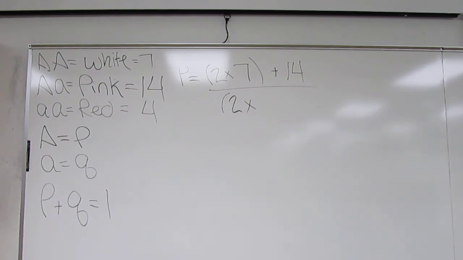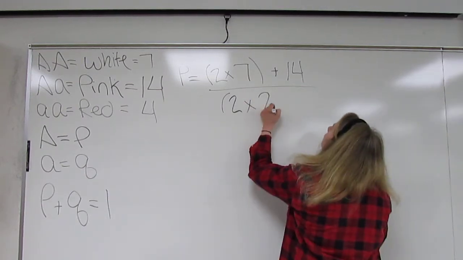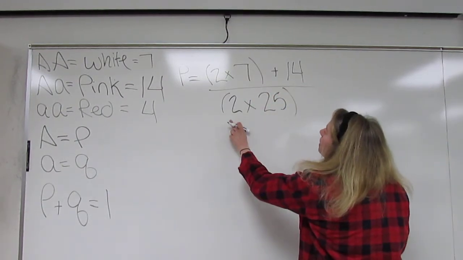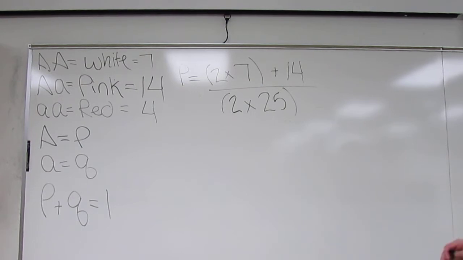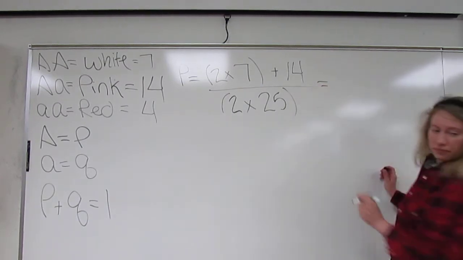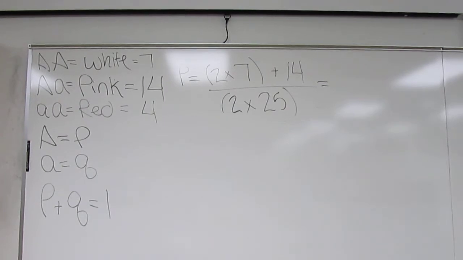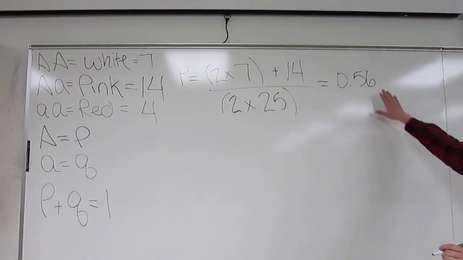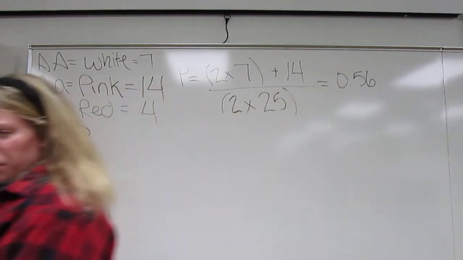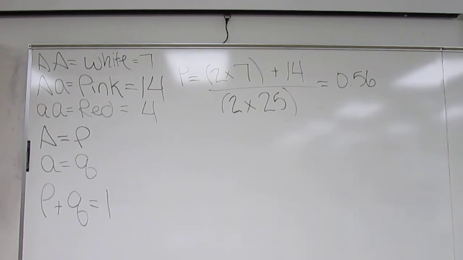Which is 25. Now we're multiplying 25 by 2 because every individual in this population has 2 alleles. So let's go ahead and calculate that. What we get here for our P allele equals 0.56. This equals our P. I'm gonna make sure you can see this. Okay, you can, good.